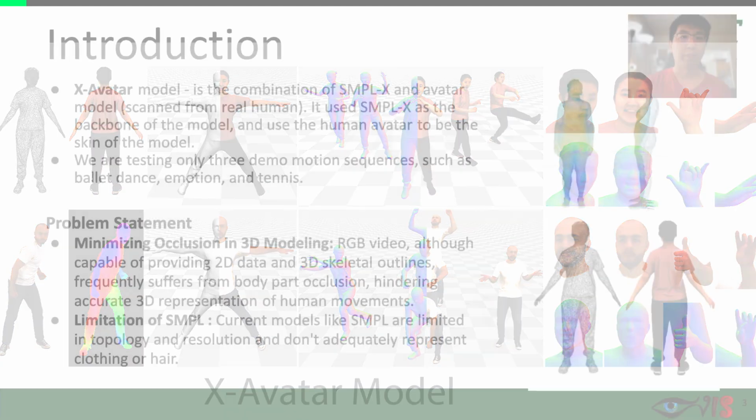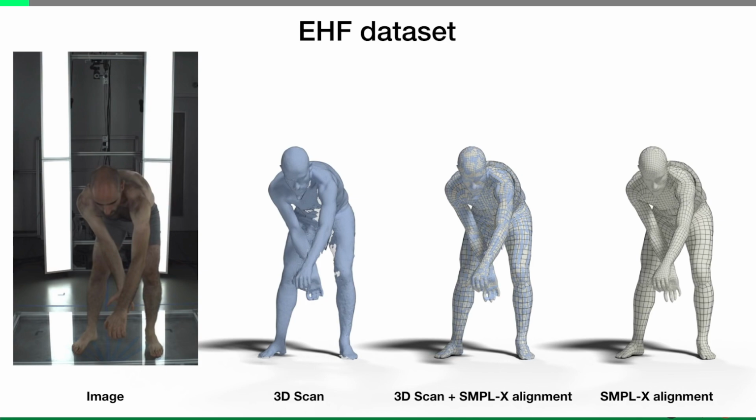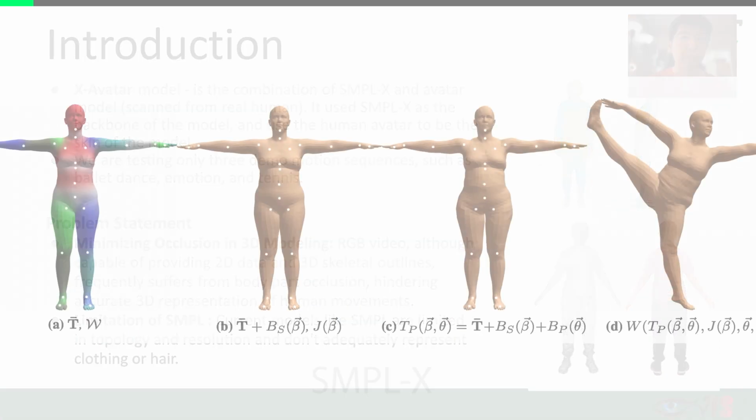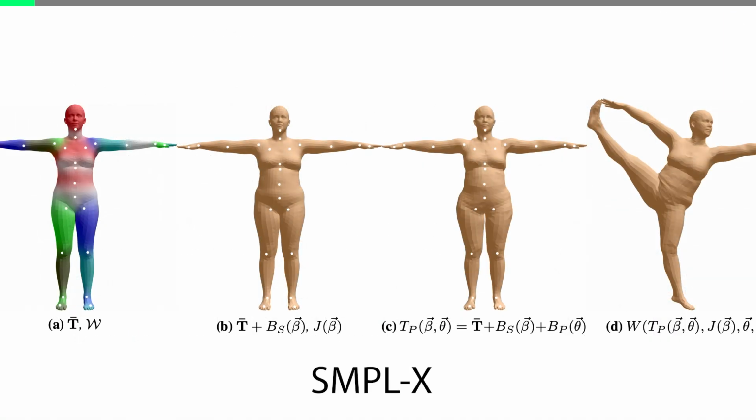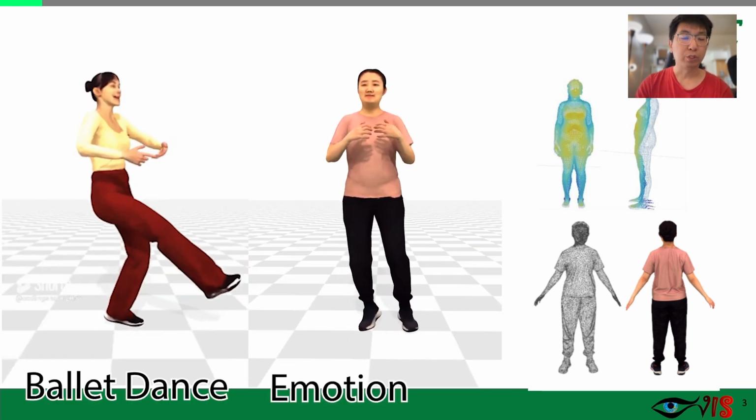Okay, for the introduction, in this project we use the XAvatar GitHub repo, and it generates the 3D model from the 3D point cloud data. This model is a combination of the SMPLX and the XAvatar or XHuman dataset that is scanned from real humans. It uses SMPLX as a backbone of the model and uses the human avatar as the skin of the model. We are testing only three demo motion sequences in this project, which are ballet dance, emotion, and tennis.